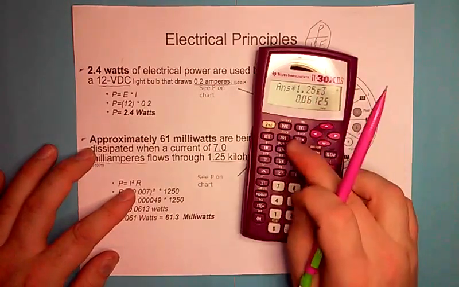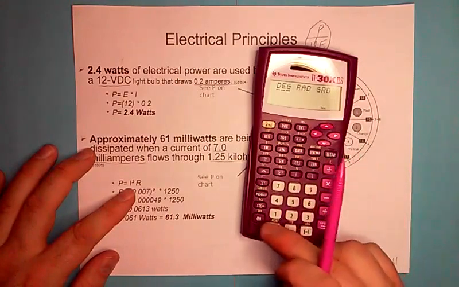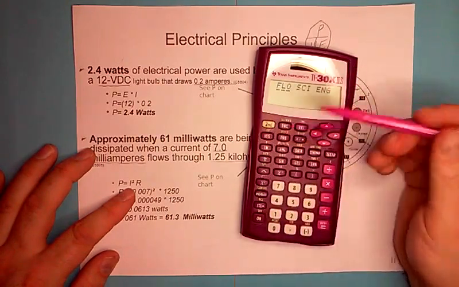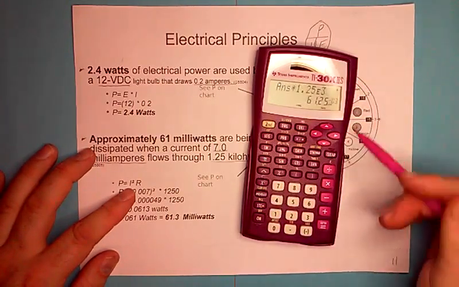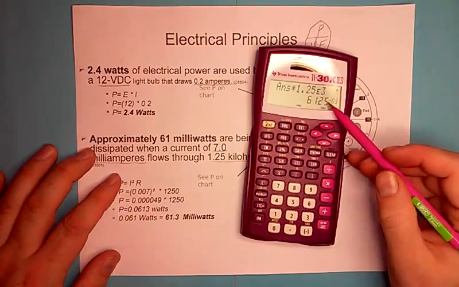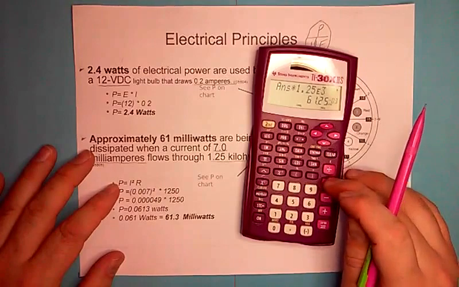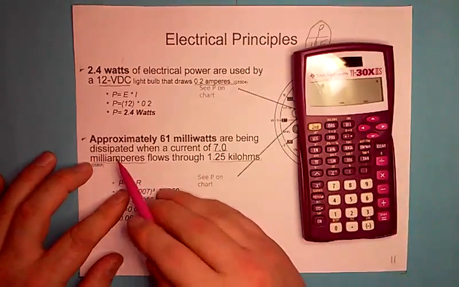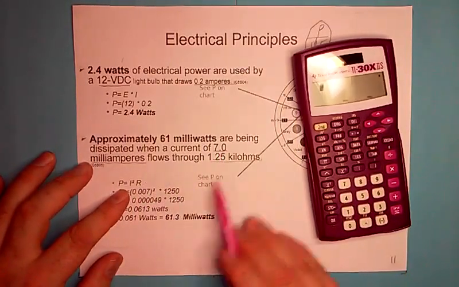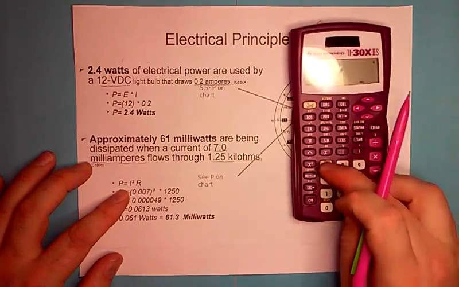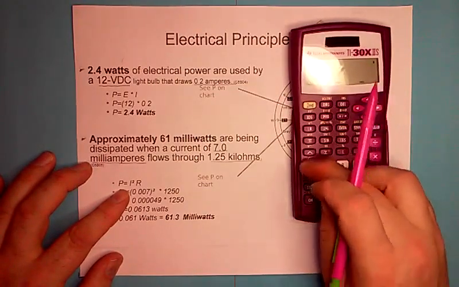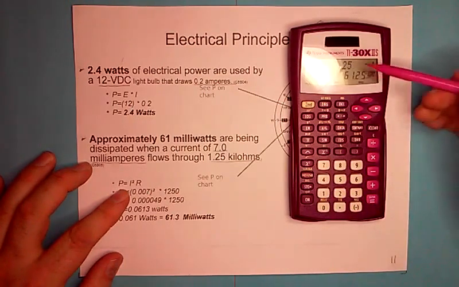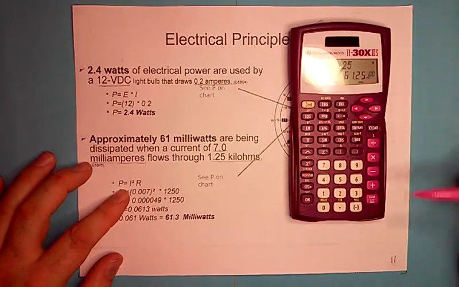Now, if you want to change that with this calculator, you go into second function and the scientific engineering. I like to put it on engineering units. That's 61.25 milliwatts. All right, so if you're using a standard calculator, when you multiply exponents, they add. So when we multiply 7 squared, then multiply that by 1.25, that's going to be 61.25 milliwatts.